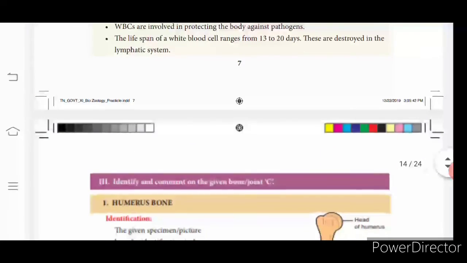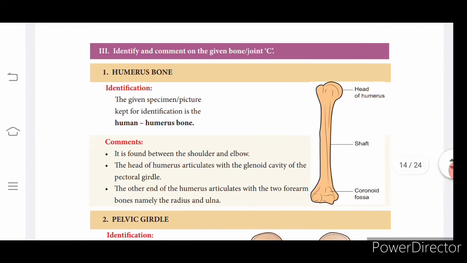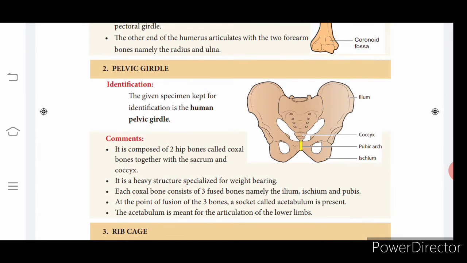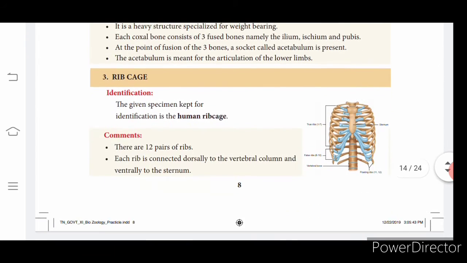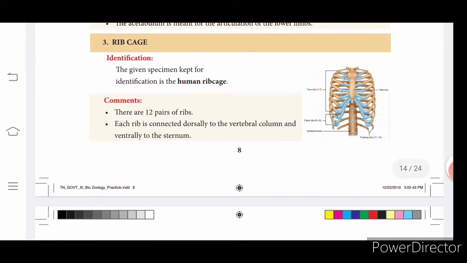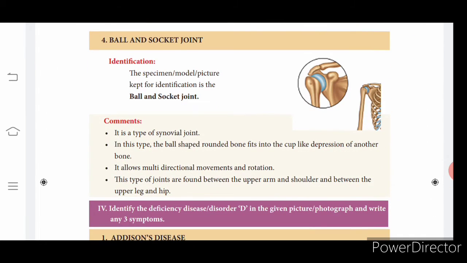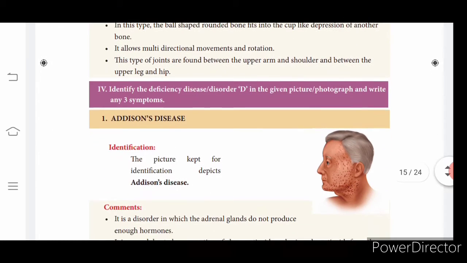I tell you, here the next spotter you will write the question. Identify and comment on the given bone. Follow. So in that humerus bone, only identification and comments. Left hand side, no diagram required. Pelvic girdle, heading, identification, comments. All the points you please write. Rib cage, heading, identification, comments. Next you have ball and socket joint, heading, identification, comments only. Okay, no diagram.